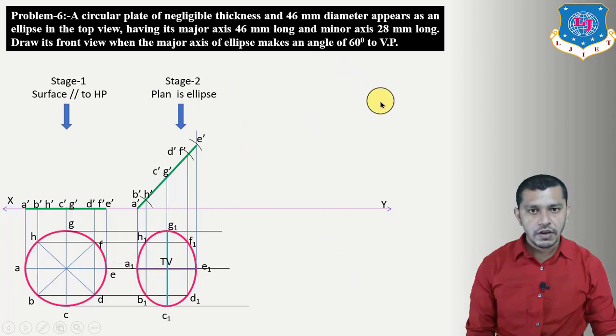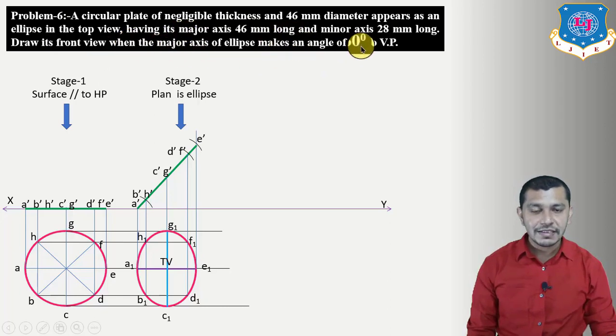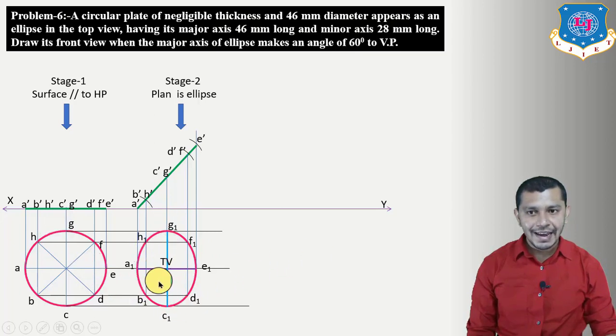So in the third stage we have to derive the condition with the vertical plane. Now let's see what is given for the vertical plane. So draw its front view when the major axis of an ellipse makes an angle of 60 degrees to the VP. What is the major axis of the ellipse? Yes, it is G1 C1. So right now the angle given is the beta angle for GC, that means for G1 C1. So we can directly draw this figure over here without finding the beta angle, because the given angle is the beta angle for G1 C1.